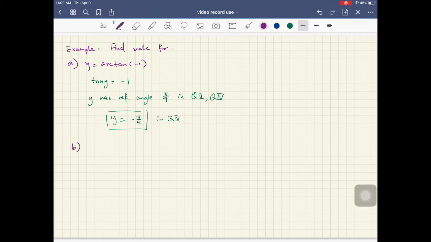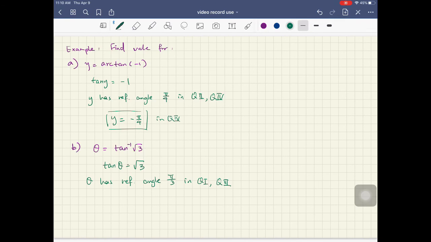Okay, then the second example is slightly different in formatting. I want you to find theta, where theta equals tangent inverse of square root 3. So that's the same thing. I can rewrite it as tangent of theta equals square root 3. Then theta has a reference angle of pi over 3. Positive, that means it's in quadrant 1 or quadrant 3.